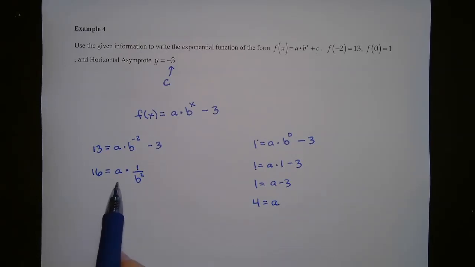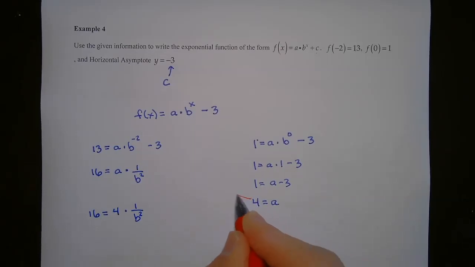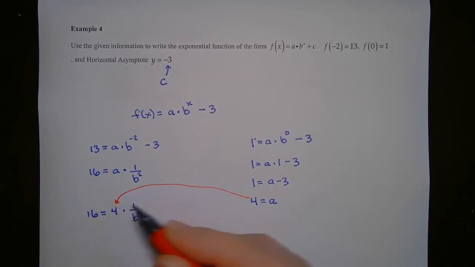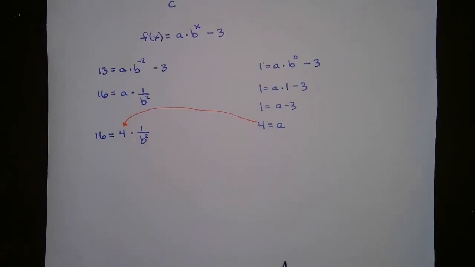Now, back over here, this a can now get replaced with 4. So now I have 16 is equal to 4 times 1 over b squared. I want to show you this 4 I put in right here. So now I need to solve this equation. That allows me to write one equation with one variable that I'll be able to solve.